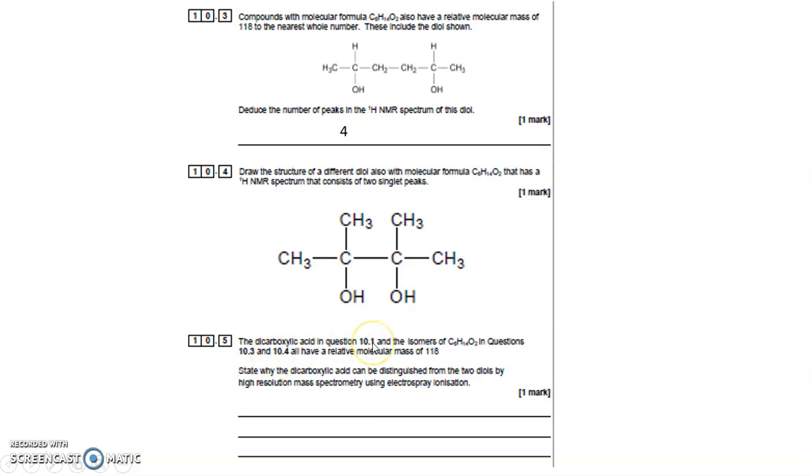The dicarboxylic acid in 10.1 and the isomers in question 10.3 all have a relative molecular mass of 118. State how the dicarboxylic acid can be distinguished from the two diols by high resolution mass spectrometry using electrospray ionization. Because it's high resolution, it will sometimes go to 5 decimal places. So even though the MRs are 118, it will go to a very, very precise level. The precise masses are different. So even though it's 118, it will go to 5 decimal places, and it will be able to distinguish between the acid and the two diols, because it's high resolution. Precise masses are different.